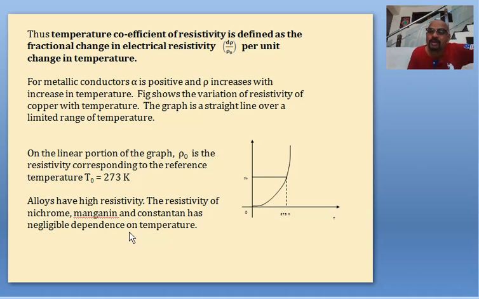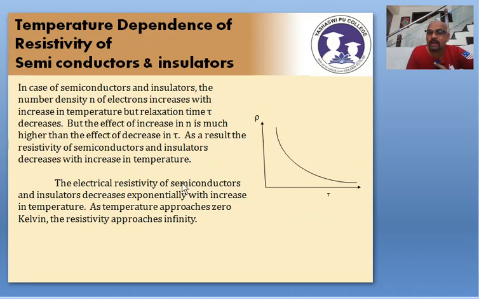Alloys are used in making standard resistance coils. Reason number 1, they have got high resistivity. Reason number 2, even if the temperature varies, the resistivity does not vary. That means the alpha value is less for them; they are less sensitive to temperature. So that is the dependency of resistivity on temperature of metals. Now we'll go to this slide and see what happens, the temperature dependency of resistivity on semiconductors.